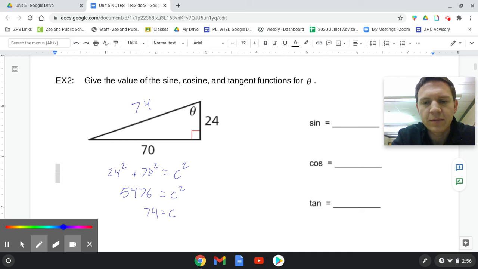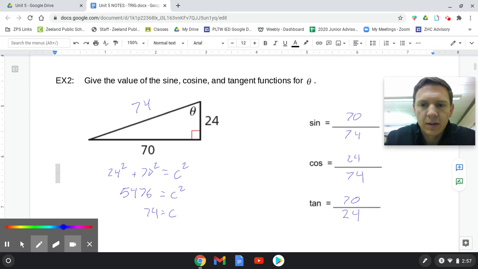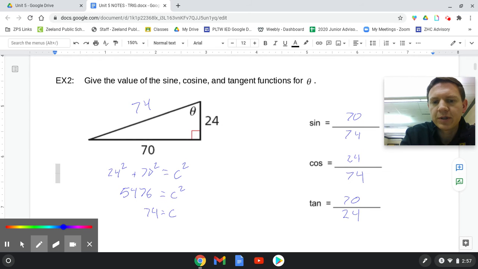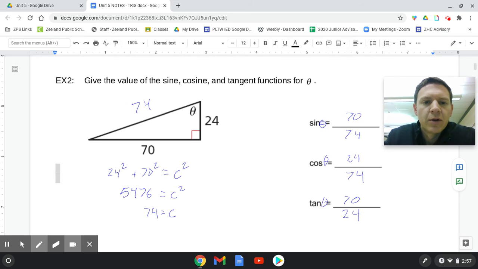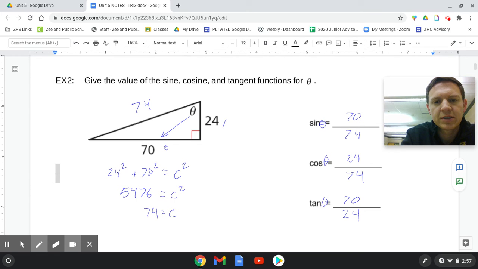All right, hit pause, or otherwise you're going to see the answers to the trig ratios. All right, there's the trig ratios. Of course, there should be thetas in here for all those. But sine of theta is 70 over 74. The opposite of theta is 70, so that's the opposite side. This is the adjacent side. Cosine is adjacent over hypotenuse, 24 over 74. And tangent is opposite over adjacent, 70 over 24.